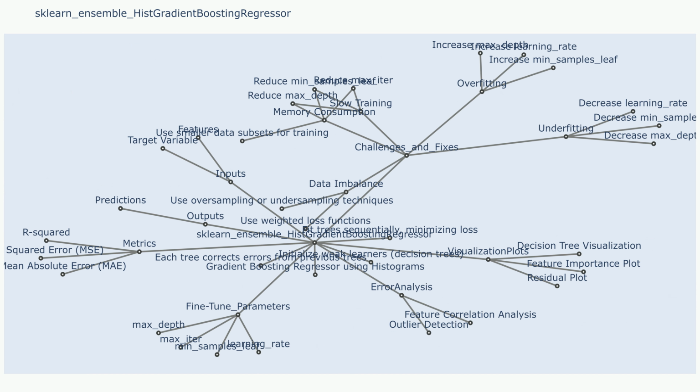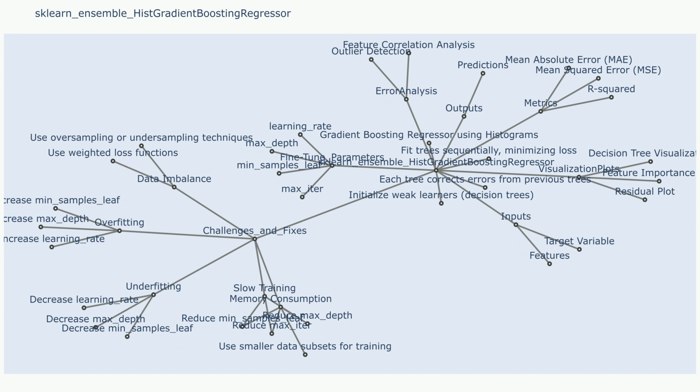Overfitting is when the model learns the training data too well and performs poorly on unseen data. Sample use case that resulted in challenge 1: using a high number of boosting iterations (maxiter), or allowing trees to grow too deep. Max depth can lead to overfitting.